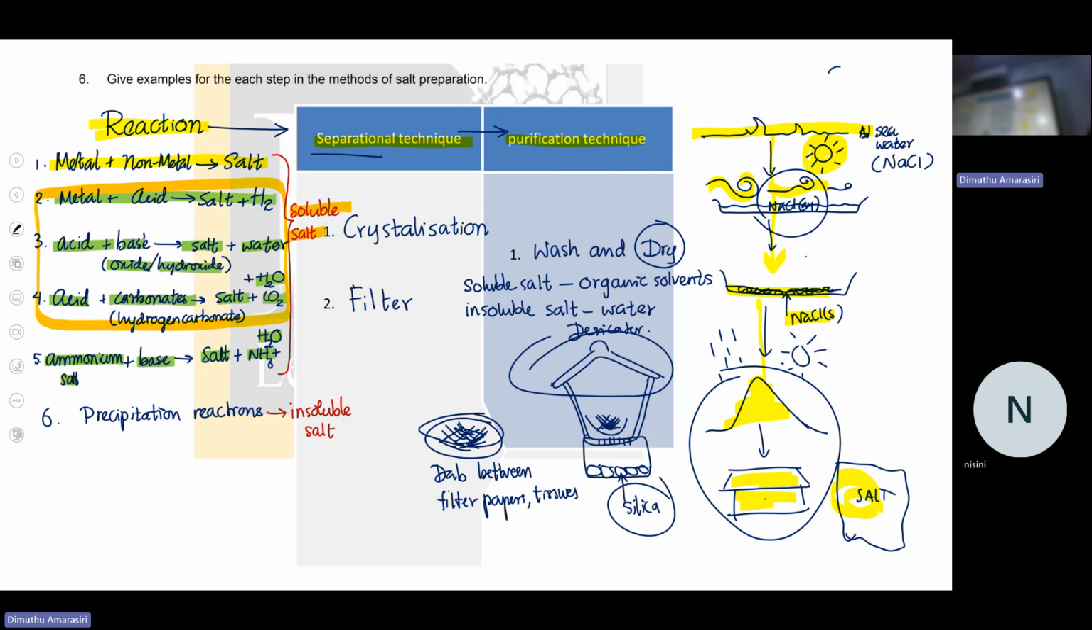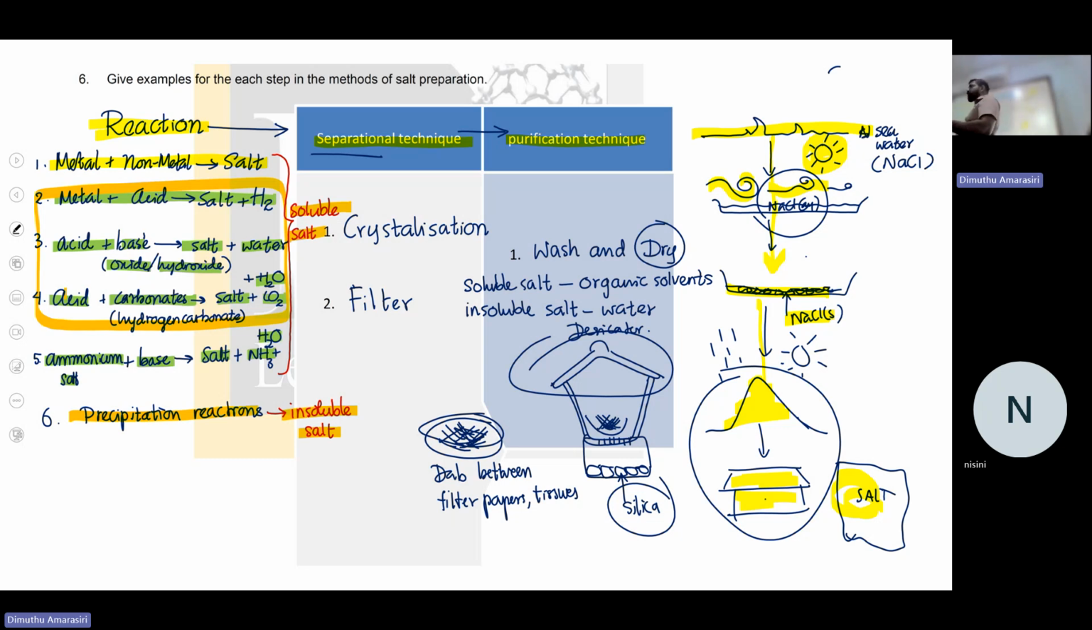Right? So what are you going to do? You are going to use one of these 3 methods because your salt is what? Soluble. If the question asks you to prepare insoluble salt, we carry out a different type of reaction called precipitation, which we haven't yet done. Right? I'll be doing that most probably next week. Today we are talking about preparing soluble salts.